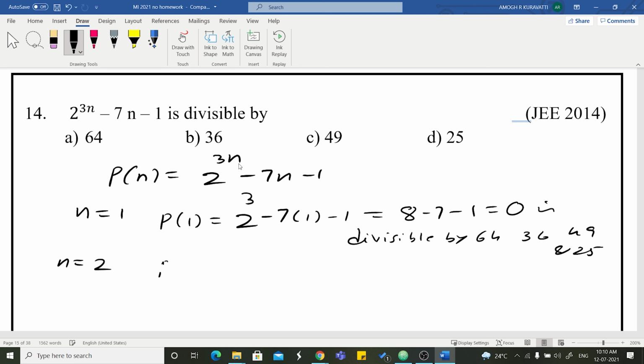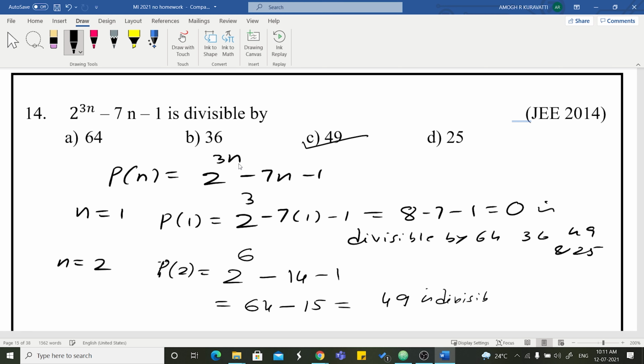Put n is 2. P of 2 is equal to 2 power, n value 2, 3 twos are 6, minus 7 into 2 is 14, minus 1. 2 power 6 is 64, minus 14 minus 1, minus 15. 64 minus 15, how much? That is 49. Yes. 49 is divisible by which number? Is it 64? No. Is it 36? No. Is it 49? Yes. So 49 is divisible by 49. So option C is the right option. Okay.